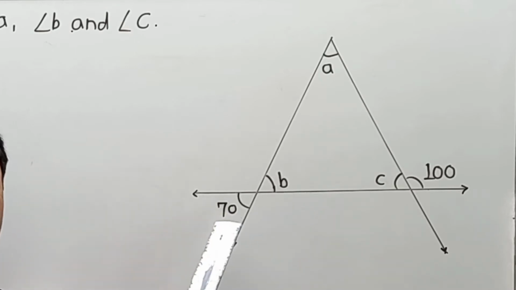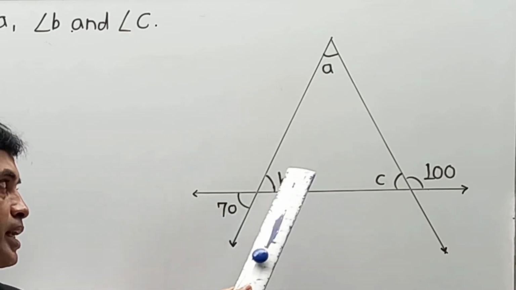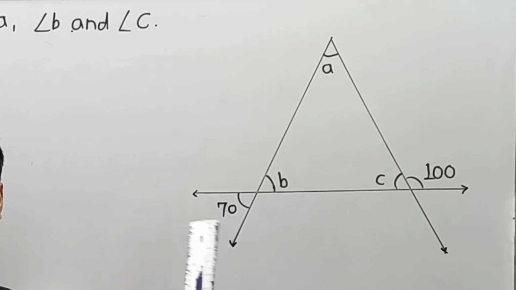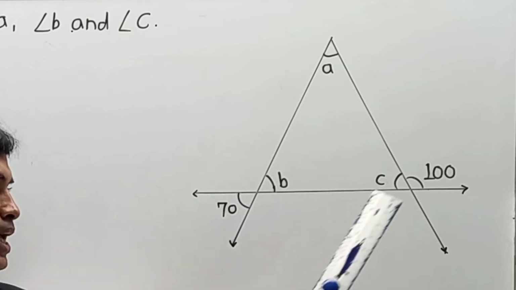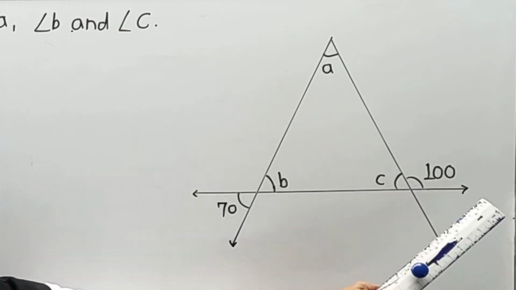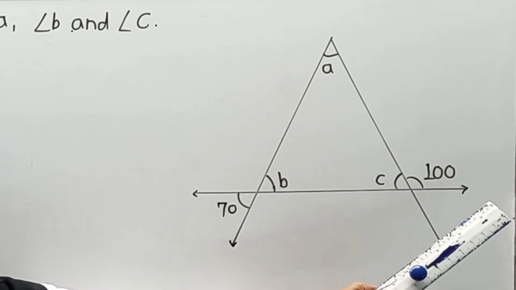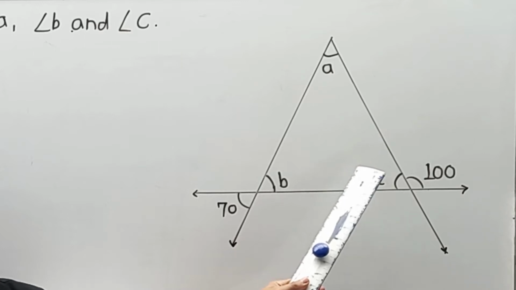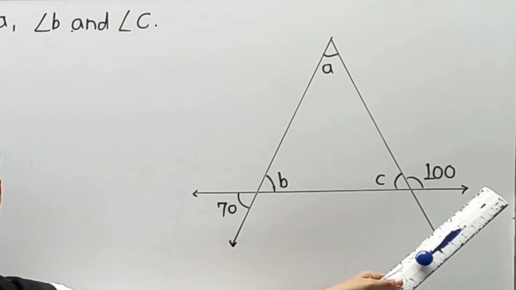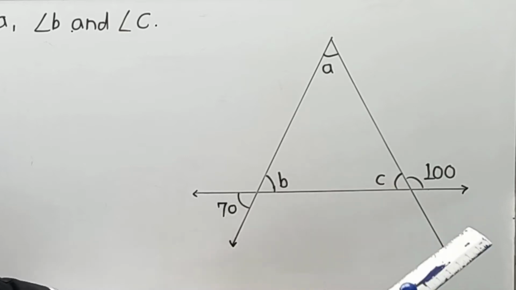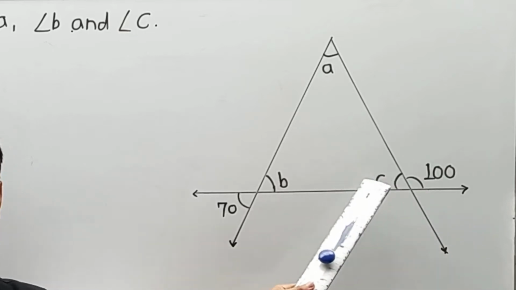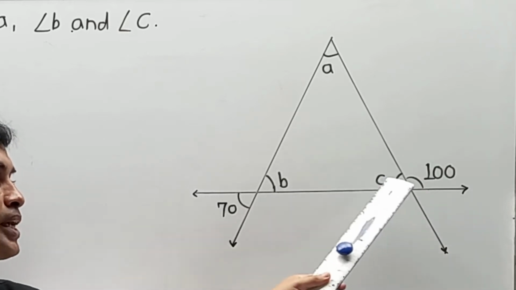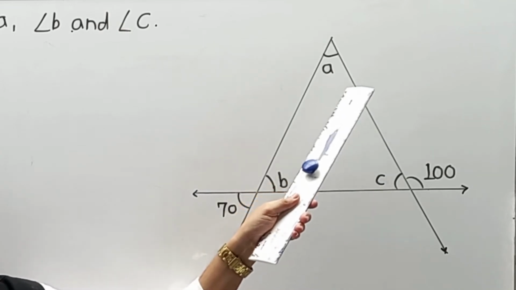Opposite to angle B, they have given 70 degree. Naturally, angle B is equal to 70 degree, reason vertically opposite angles. And they have given angle C and its connected linear pair, 100 degree. With the help of this 100 degree, we can find its connected adjacent angle, because angle C and 100 degree are a linear pair, and with that we can find C. After getting the values of B and C we can find the value of angle A.